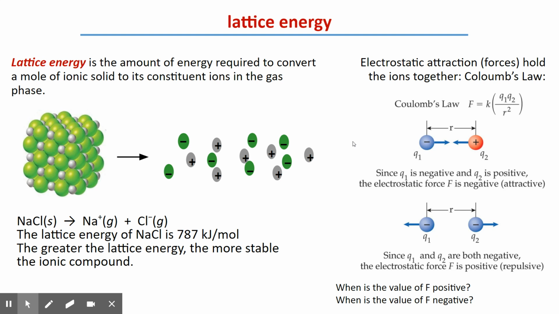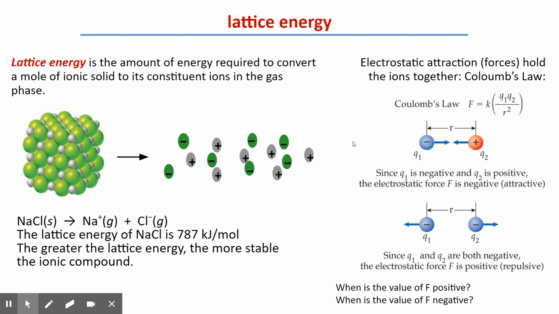The greater the lattice energy, the more stable the ionic compound is. So if we had a lattice energy of, let's say, 1,000 kilojoules per mole, it would be more stable. If we have one that has 500 kilojoules per mole, that would be a less stable lattice. What is holding those little molecules together is the electrostatic attraction, or the intermolecular forces, all right?